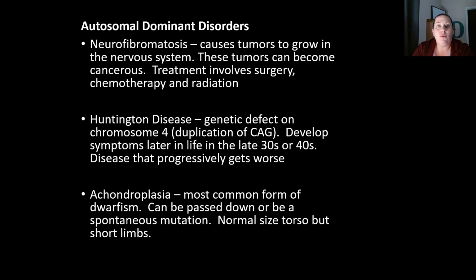Achondroplasia is the most common form of dwarfism, and it is a dominant disorder, believe it or not, where they have either the big A, little a, or two big A's. It can be passed down, or it could also be a spontaneous mutation that occurs. This is a type of dwarfism where they have a normal sized torso, but they have shorter limbs. Okay, so their torso is a normal sized person, but their limbs are shorter. Okay, and so this is a type of dwarfism.